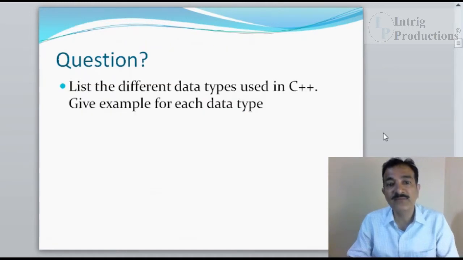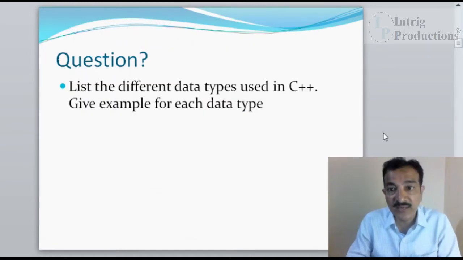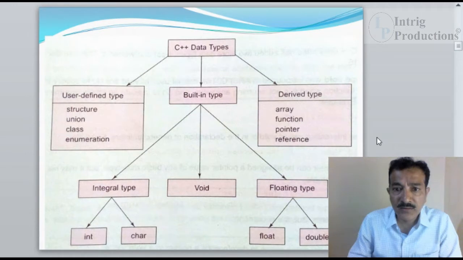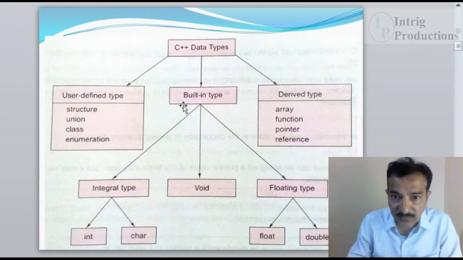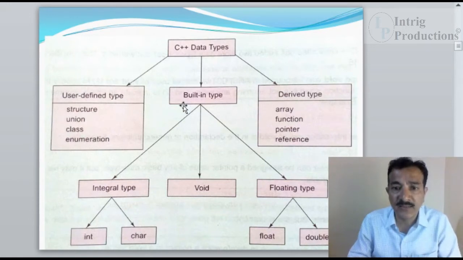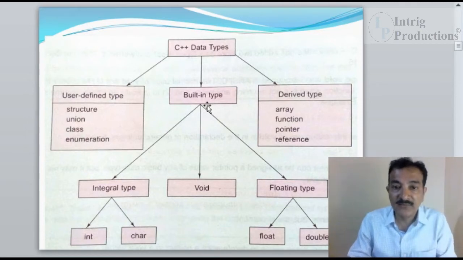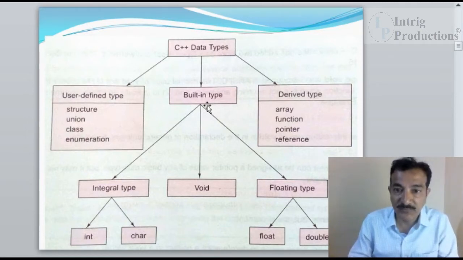So our next question is, list the different data types used in C++. Give an example for each data type. So let us list the data types used in C++. Now broadly, the C++ data types can be divided into three different types. The center one, you can call it a built-in type, or a basic data type, or a standard data type. This is the basic data type directly available in the language compiler.